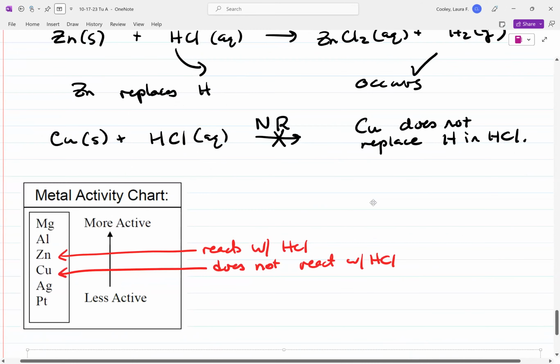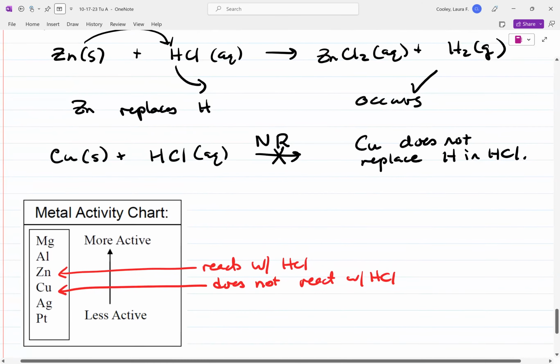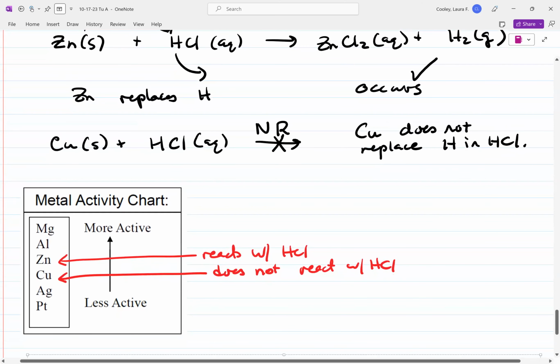You said a less reactive does not replace a more reactive. That's right. It has to be a more reactive replacing a less reactive. A more active replaces less active.